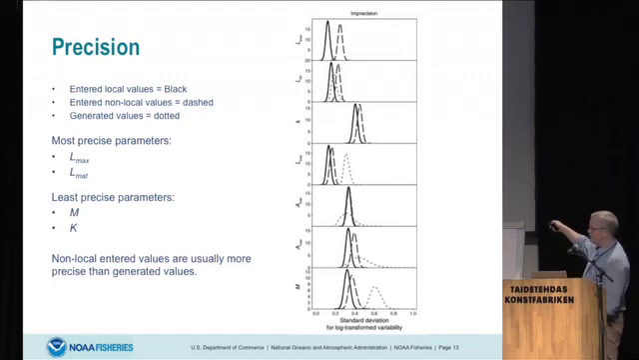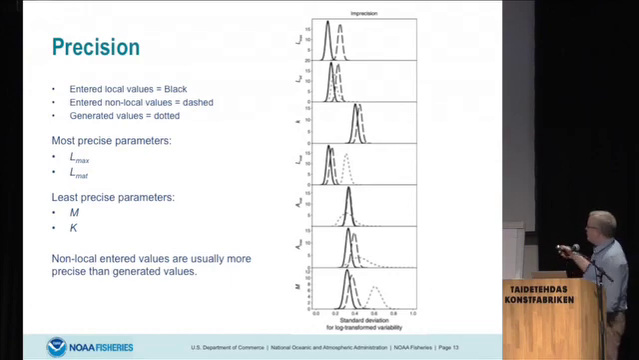And so that's what the dashed lines are here. So this is the non-local precision, and this is the local entered value precision. And then the small dotted line here is still our generated values.